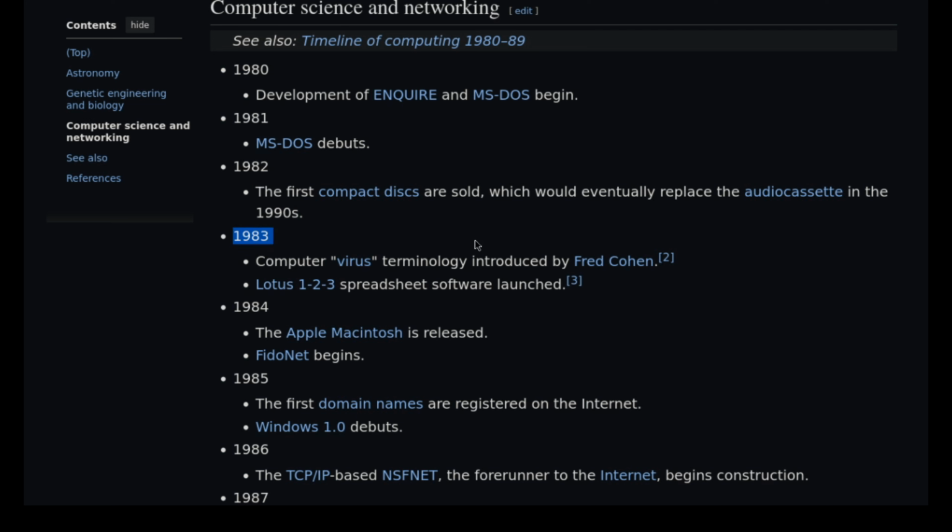1983, computer virus terminology was introduced by Fred Cohen. This was in science fiction, wasn't it? Or was it not? Lotus 123 spreadsheet software was launched.